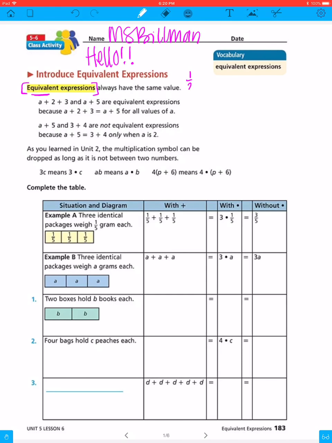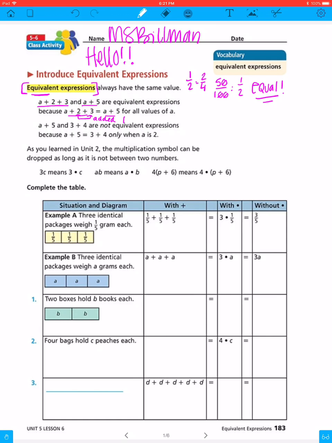So this is about equivalent expressions. We saw the word equivalent with fractions. So like 1/2 is equal to 2/4, 50/100 is equal to 1/2. So they're equal, right? That's a big word in equivalent. They're equal. So when we look at this, a plus 2 plus 3 and a plus 5, they're equivalent. They just added the 2 and the 3 together and they got 5.